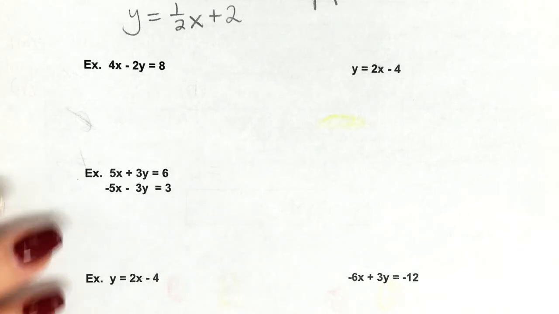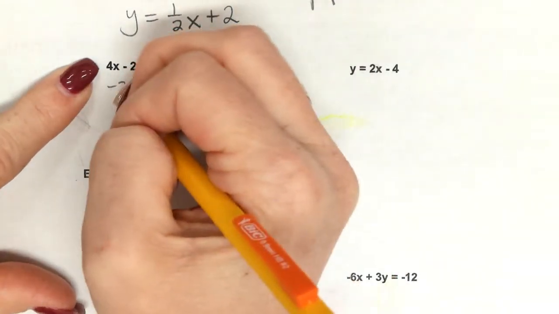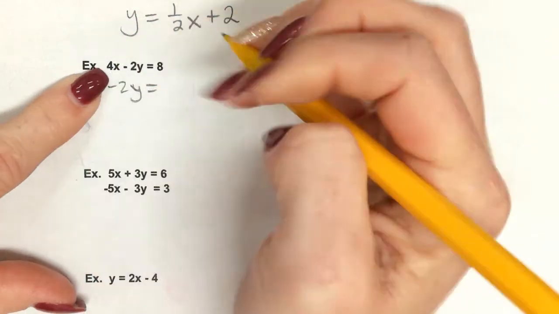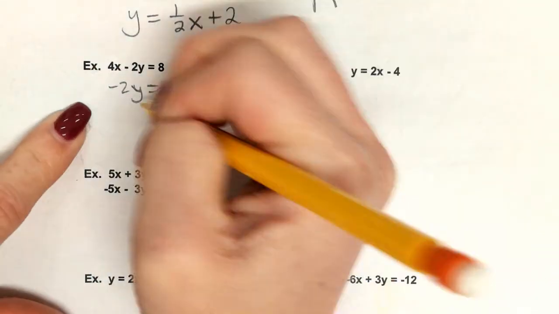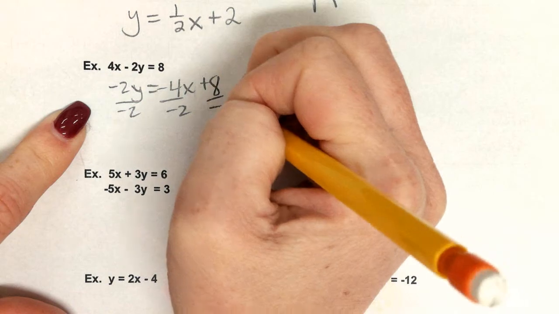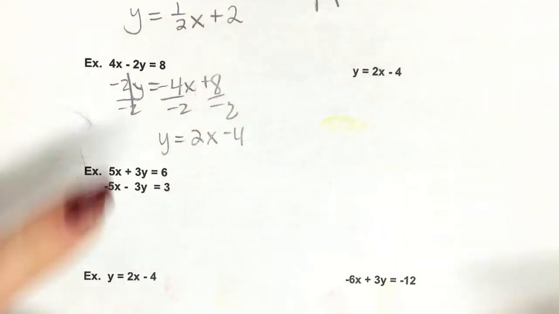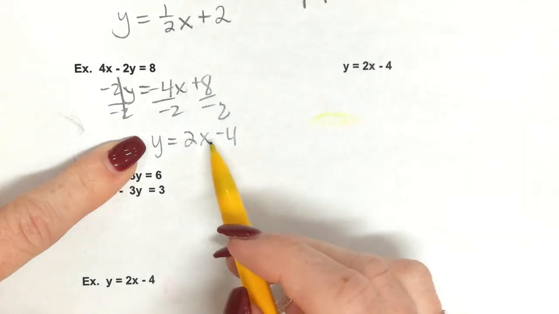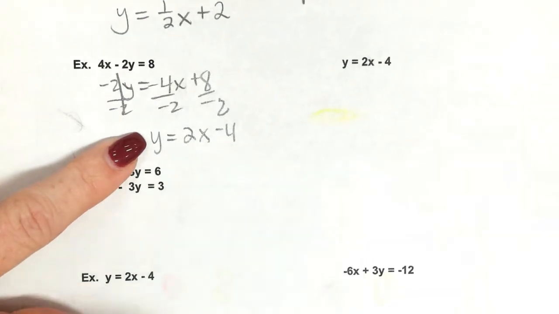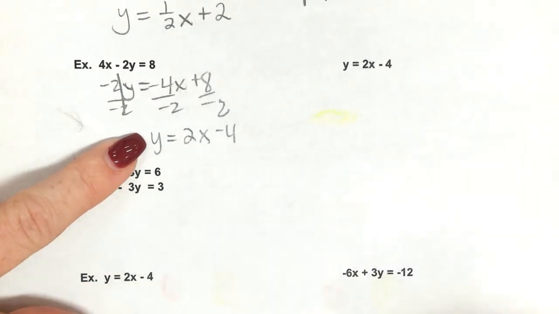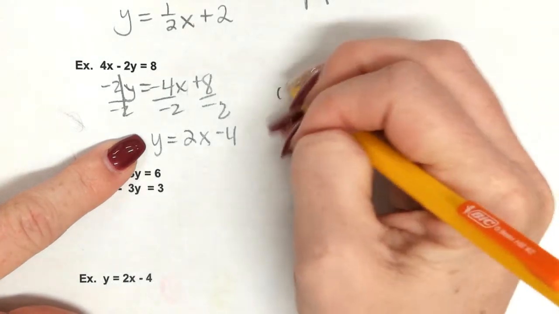Okay, so you got to rearrange this equation. You move the 4x by subtraction and then divide everything by negative 2. Were their slopes the same? Were their y-intercepts the same? So what's your answer? All real numbers.